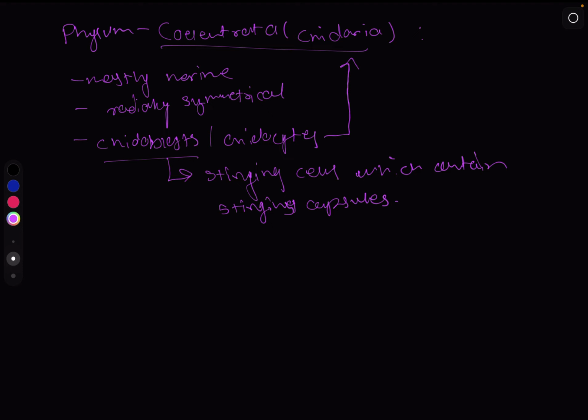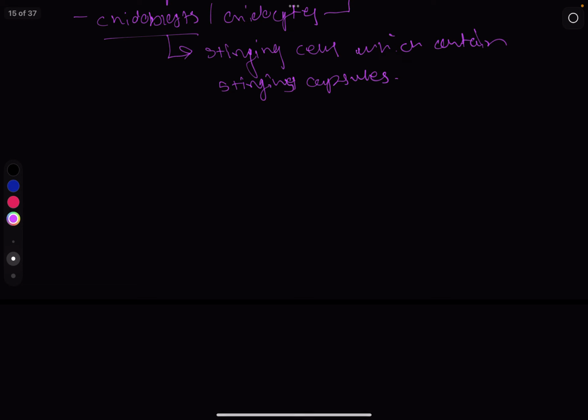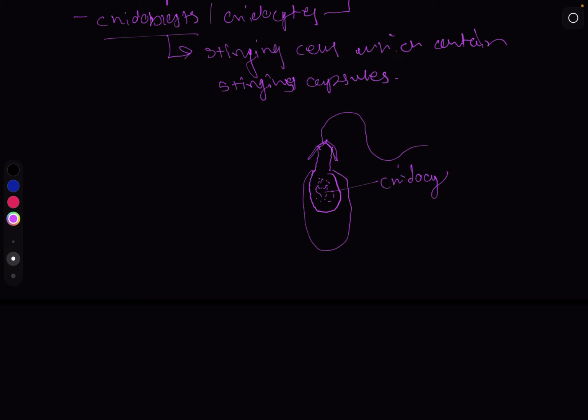So imagine that this is a cnidoblast. It has a shape similar to this, and inside here is a capsule like this which contains toxins, poison. So this is the cnidocyst. It is also known as the nematocyst.